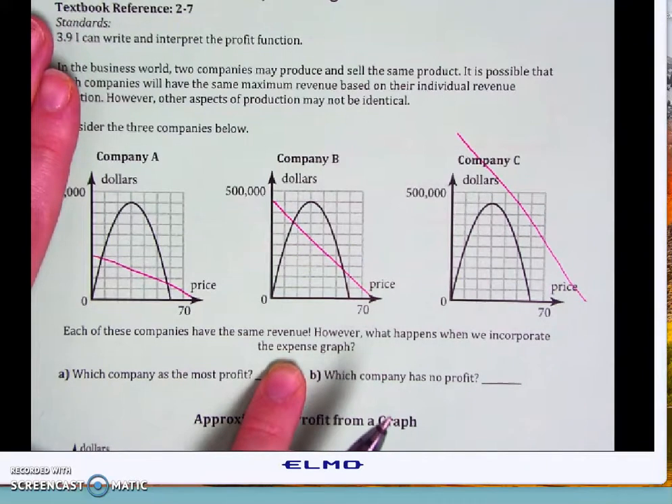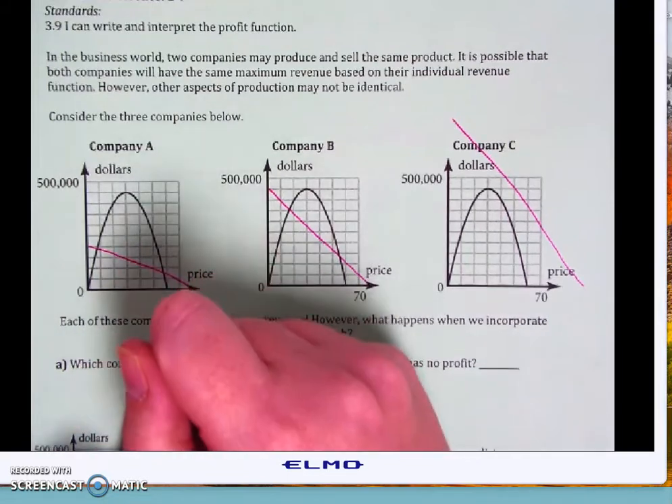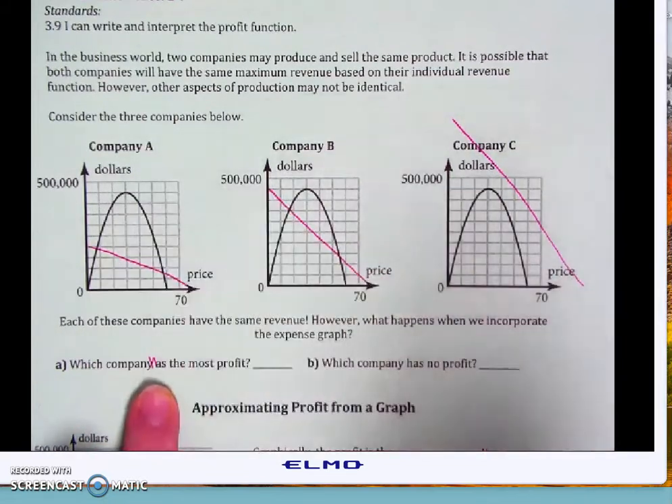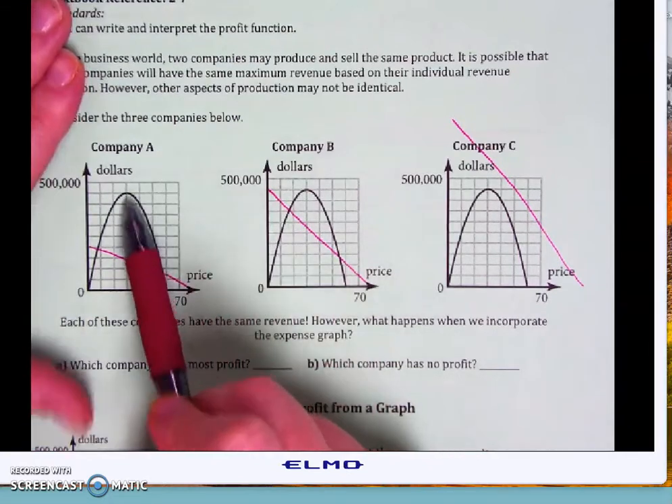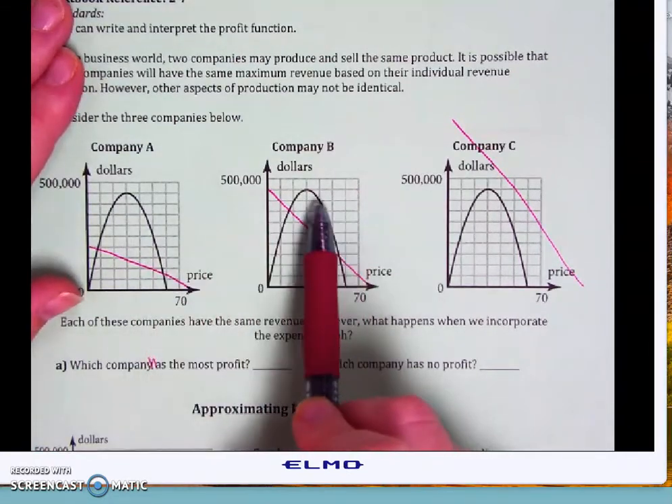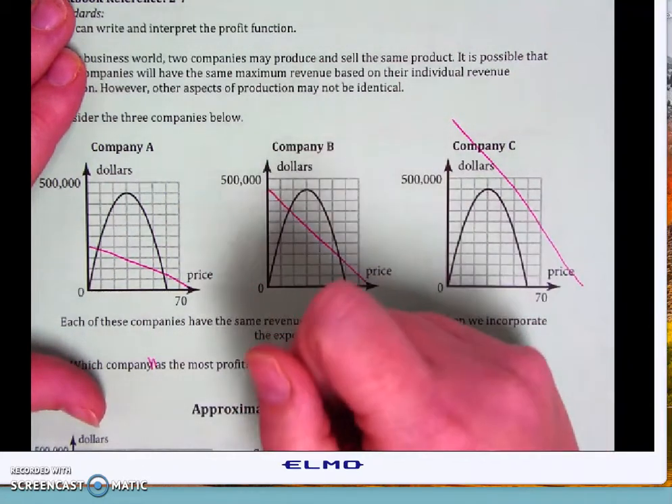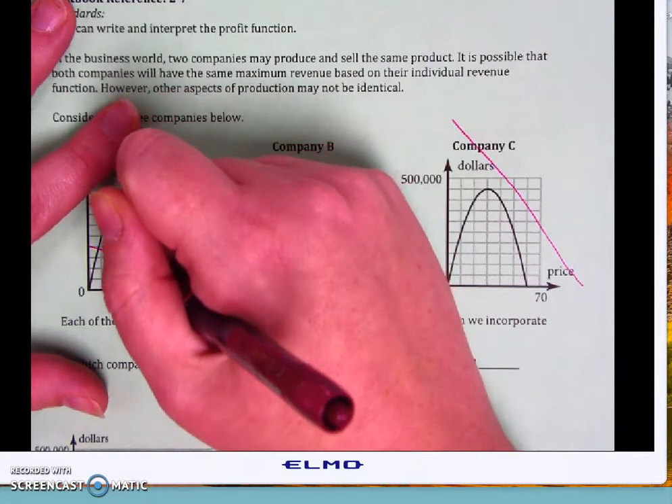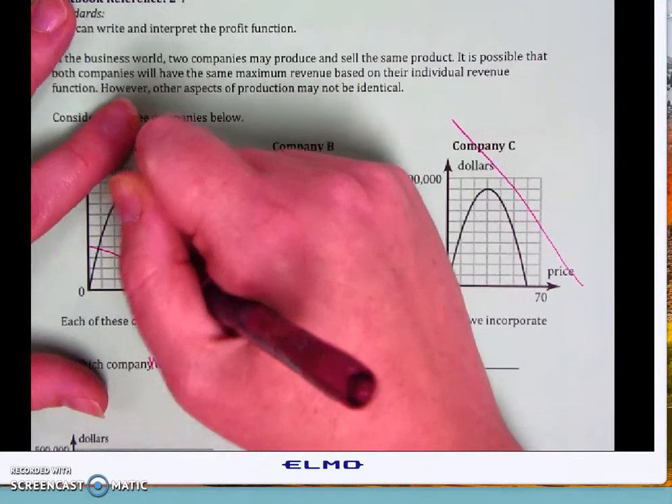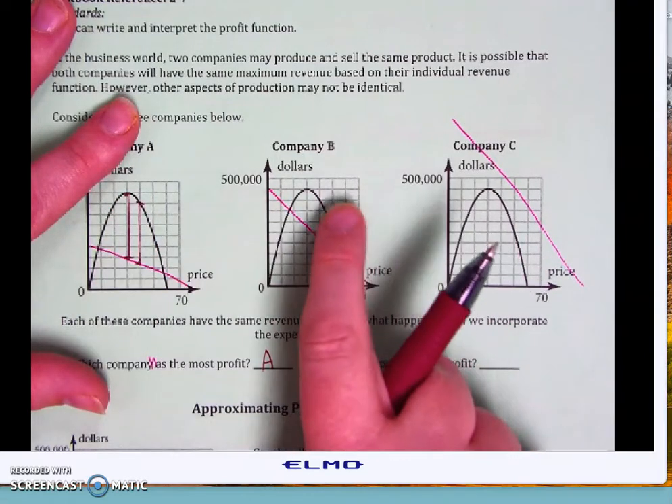What happens when we compare the expense graphs? Okay, which company has the most profit? That's a typo. Has the most profit. Well, it would be the one that has the biggest gap between the revenue and expense. So of these, the one with the biggest gap would be company A. And that's because we're comparing the gap between revenue and expense. This one is a lot larger than company B.